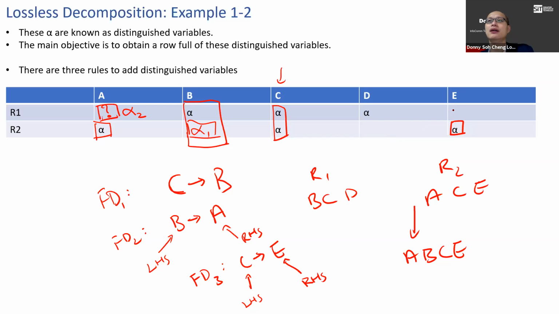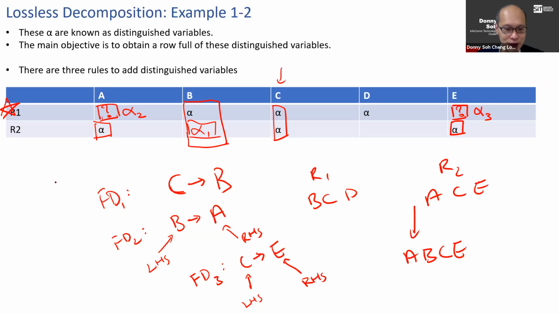And I have a non-distinguished variable on one of the rows from the number one. And so I can add a distinguished variable here. So at this point of time, I have one row that has all distinguished variables, and this will mean that I'm able to recreate back my entire table from these two tables based on my functional dependencies. And so this is a lossless decomposition.